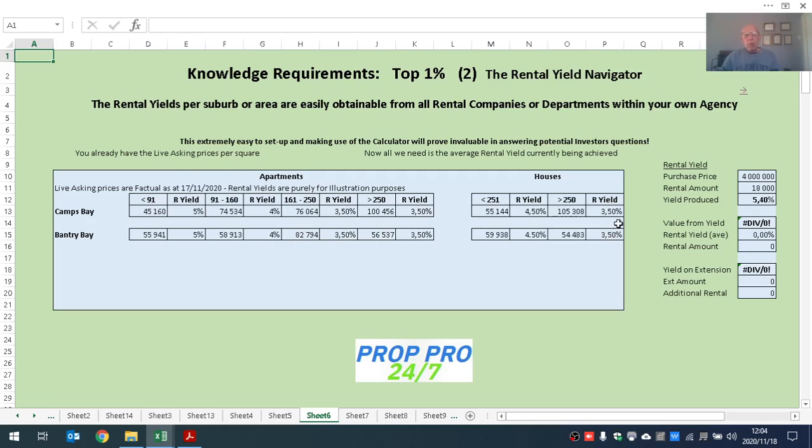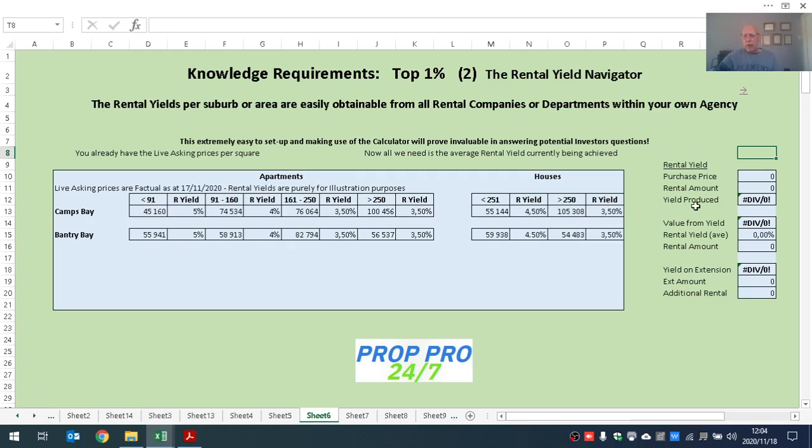What is extremely important for you to answer your clientele immediately and accurately is to have 3 little calculators. It took me no more than 5 minutes just putting this on this sheet, and you'll be able to do the same. Let's have a look at the first little rental yield calculator.